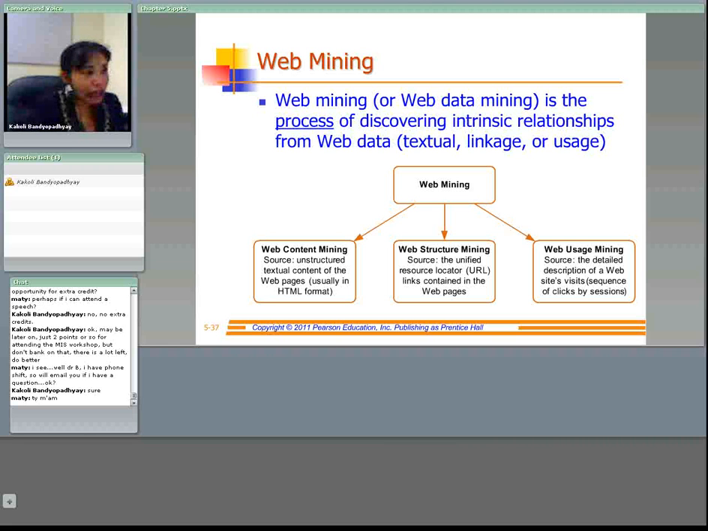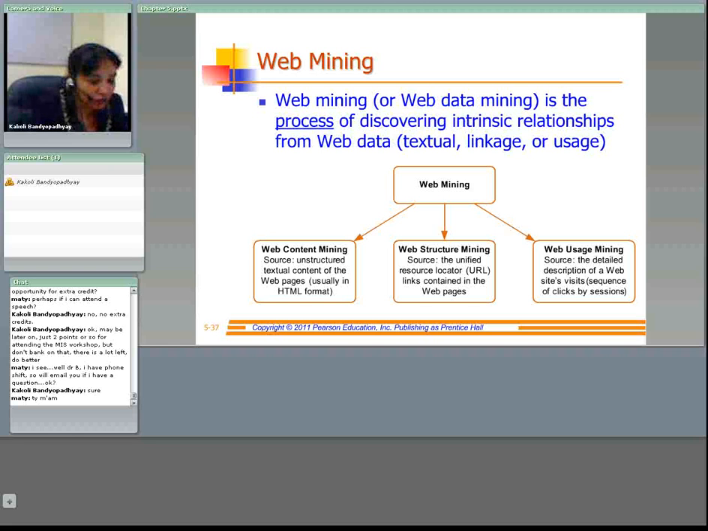Web crawlers are used to read through the content of a website automatically. Web structure mining is the process of extracting useful information from the links embedded in the web document. Web structure mining is once again the process of extracting useful information from the links which are embedded in the web document. And then what is web usage mining?